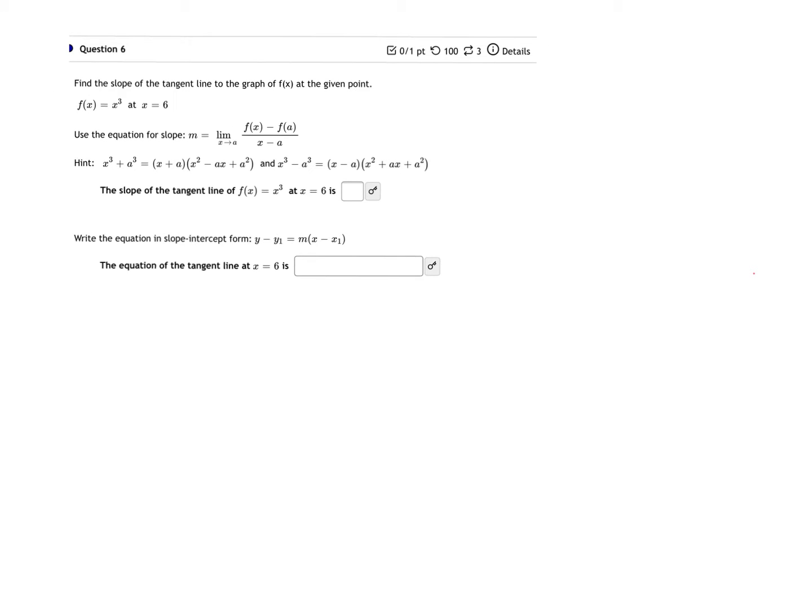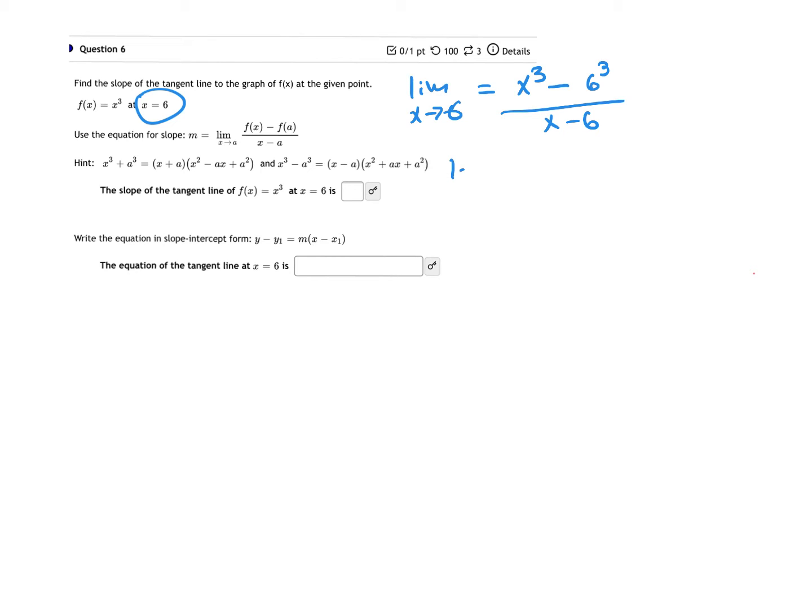Hello, Mr. Geiselhart here, and we're going to try and find the equation of the tangent line for this problem number 6. And I'm going to start with the limit. The limit is, as x approaches 6, because I want it at 6, is equal to f of x, which is just x cubed, minus, and then we have a, which is just 6 cubed, over x minus 6.